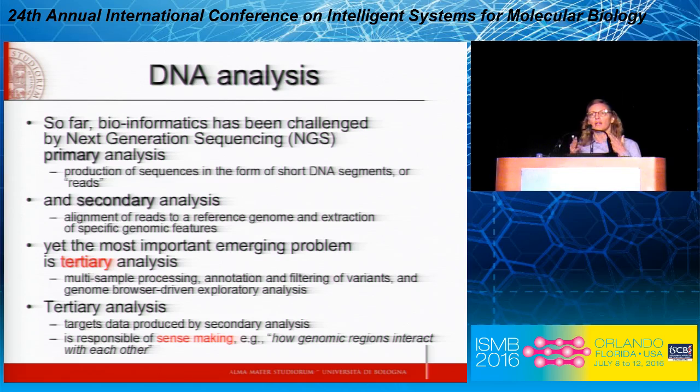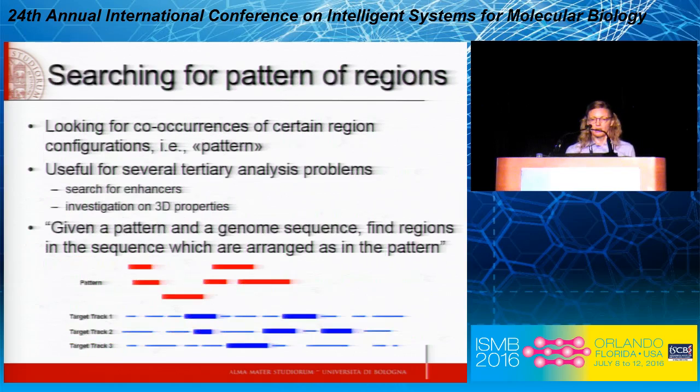But now the most important problem nowadays from our point of view is the tertiary analysis, in terms of multi-sample processing, annotation of variants, genome browser-driven exploratory analysis, and we are focused on tertiary analysis. We tackle the data produced by the secondary analysis, so we are working with aligned data enriched by features, with the final goal to extract the value from such data, trying to provide a good answer to the big question: how do genomic regions interact with each other?